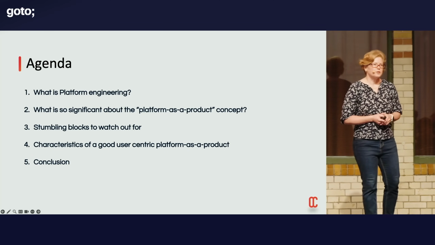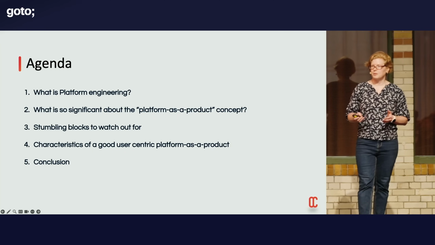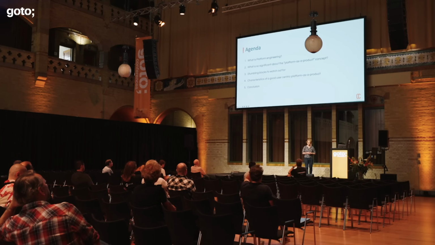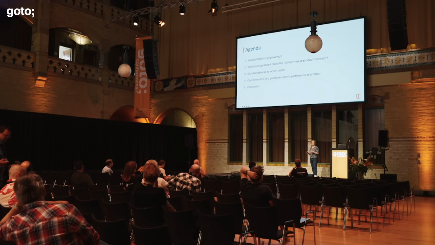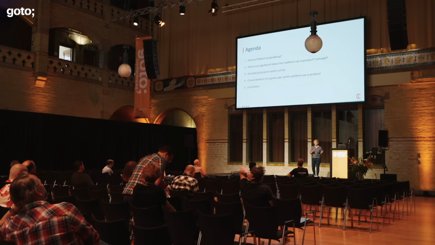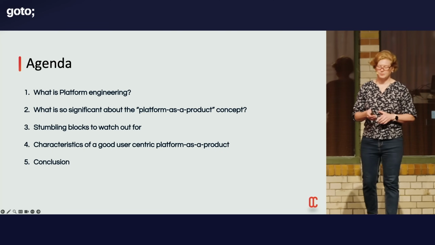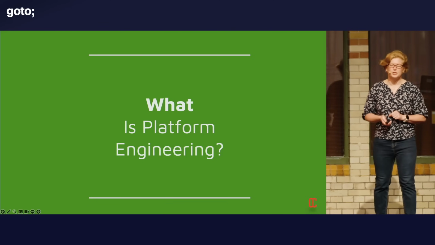So the agenda for the talk is that we're just going to start off initially by setting some context. So what exactly is platform engineering? We then want to have a look at what is this platform as a product concept. It seems to be key to doing this right, so we should understand that. And then we'll get into the meat of the talk, which is really what are the stumbling blocks that people tend to run into when they try and implement this. And then finally, we'll finish off with what actually does a good user-centric platform look like, and finish with a conclusion. But first, let's start off with defining what exactly is platform engineering.